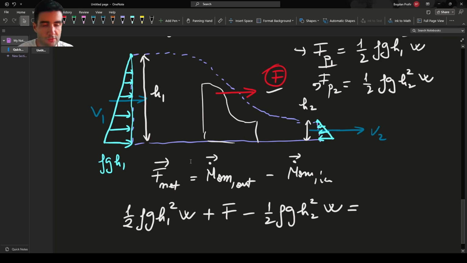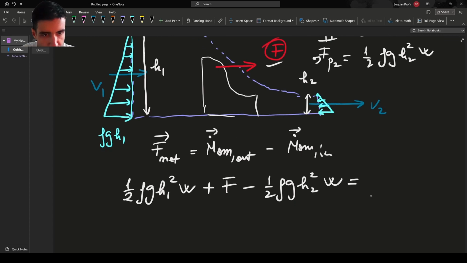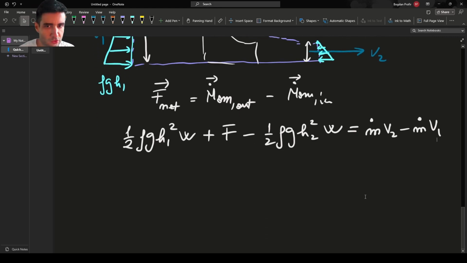And that's equal to the momentum out. So the momentum out, we know that's the mass flow rate, which is the same at both stations because mass is conserved, multiplied by V2 minus the mass flow rate multiplied by V1. And that's it. Now we just have to rearrange this, manipulate it in a few ways so that we can extract what F is in the end.